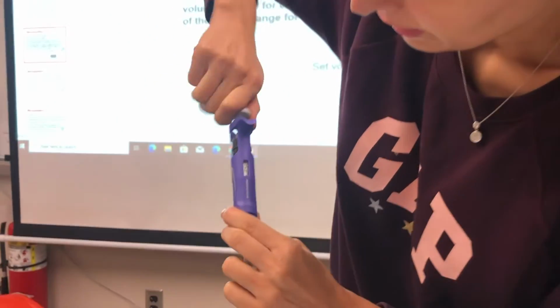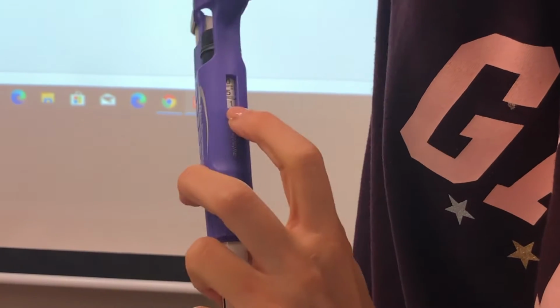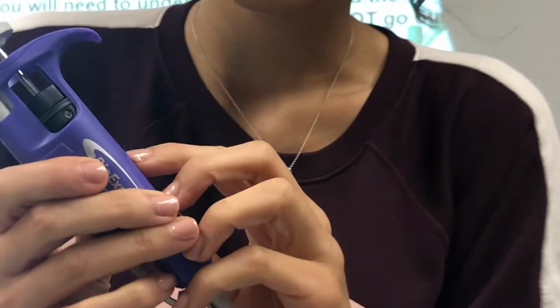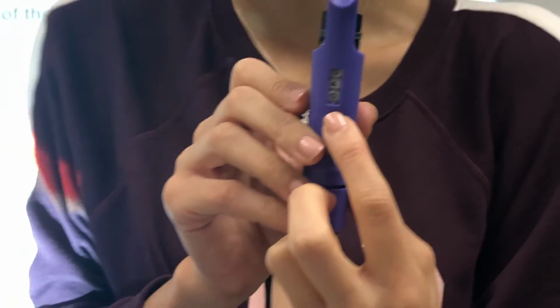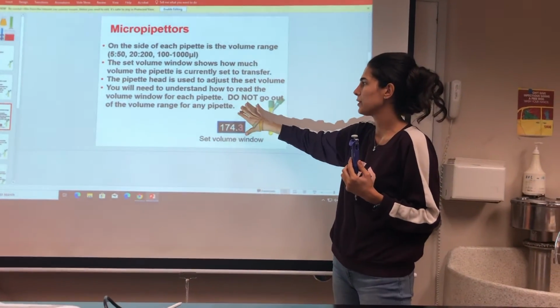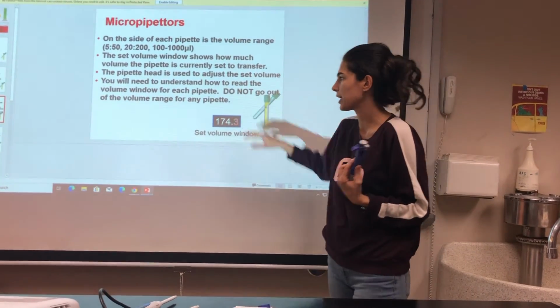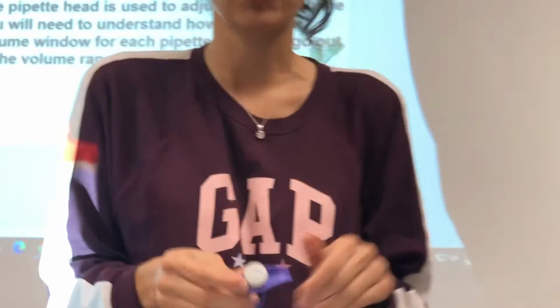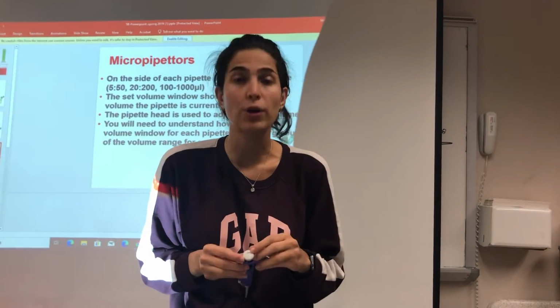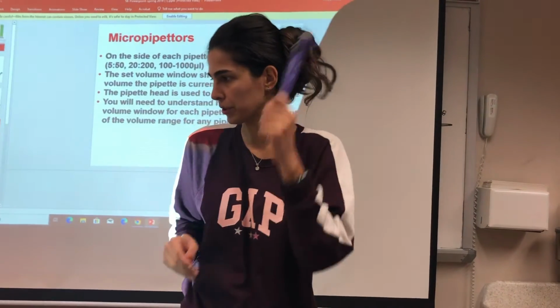Okay? Here is 55 and 40. So then we need to set the volume by the head of the micropipette, and you can see the window 40 microliter. Okay? Then you will need to understand how to read the volume window for each pipette. Do not go out of the volume range for any pipette. For example, if this is the micropipette for 20 to 200, you shouldn't use this micropipette for transferring the liquid more than 200, okay? Otherwise you will break this one.